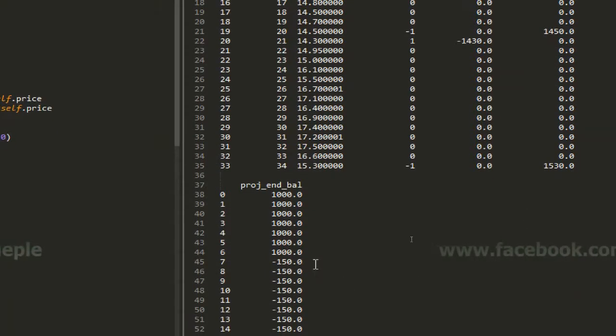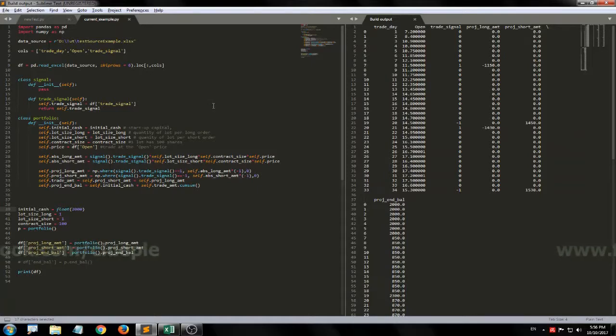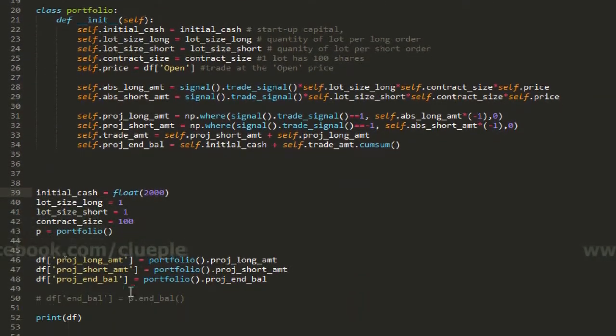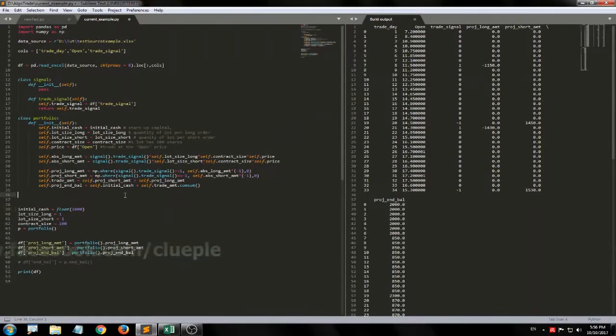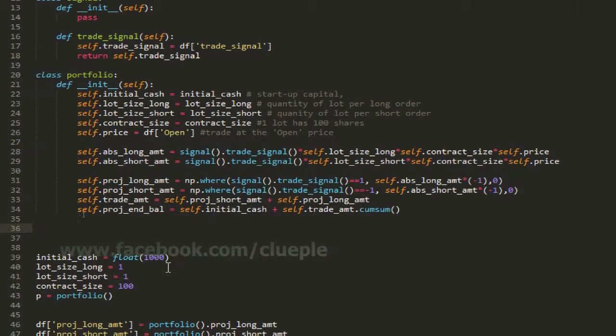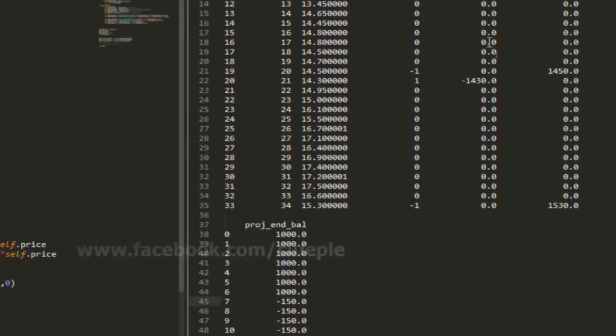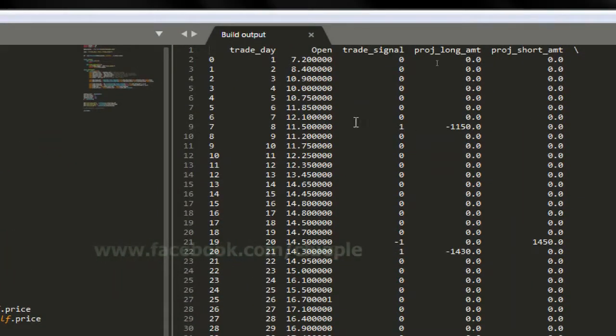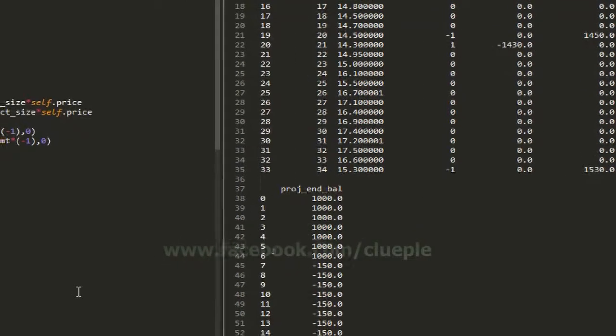But I have to check whether I have enough cash. So for trade day number 8, it's okay if I set it to 2,000. But when I set it to 1,000, I don't expect to see a negative number here. Let's say I start off with $1,000, and from day 8, I have to pay 1,150. So I shouldn't have enough money, right?